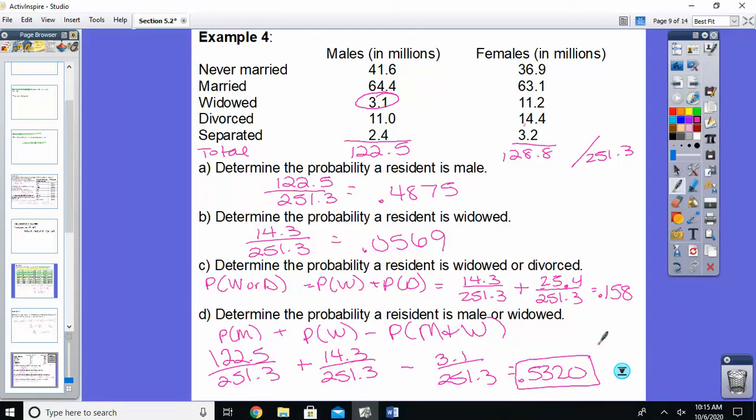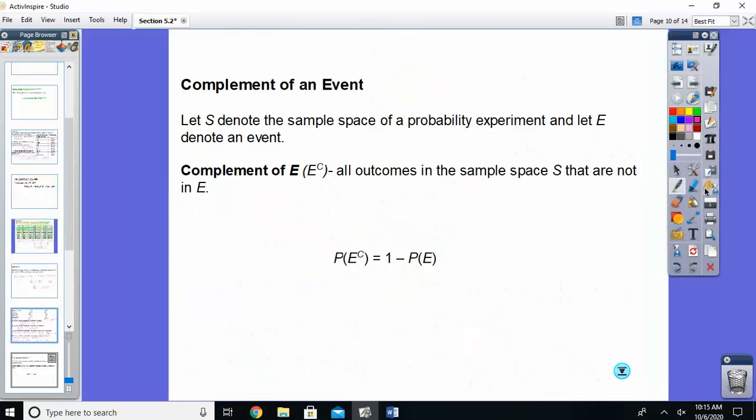Alright, we do have one more definition. You don't have to write down everything I have on this slide. If we're talking about the complement of something, it's just all outcomes that are not in the event. We use this E with a C up at the top. We calculate it by doing 1 minus the probability of E.